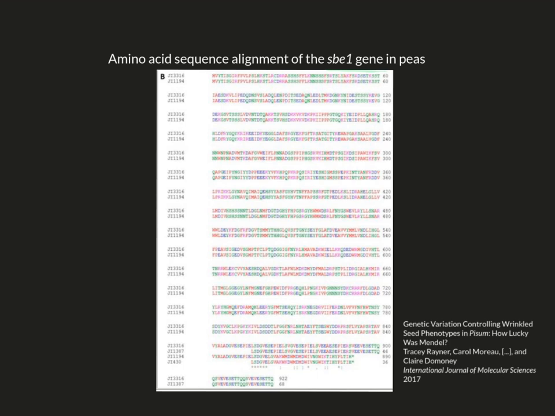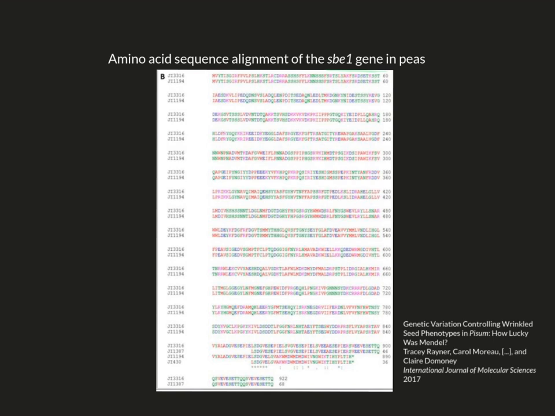This messy slide is just to demonstrate what is the genetic basis of an allele. When I draw that big R and little r, what do I mean? So what you're looking at here is an amino acid sequence alignment to one of the SBE1, these starch branching enzymes in peas that are responsible for this wrinkled and round phenotype.